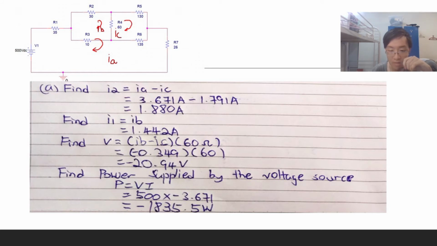Lastly, we need to find the power supplied by the voltage source. So we apply the power formula P equal to VI. So that's 500 times negative 3.671. The final answer is negative 1835.5 watts. Why do we have negative power here? Because power is a signed quantity. Negative power just represents power flowing in the opposite direction from positive power.